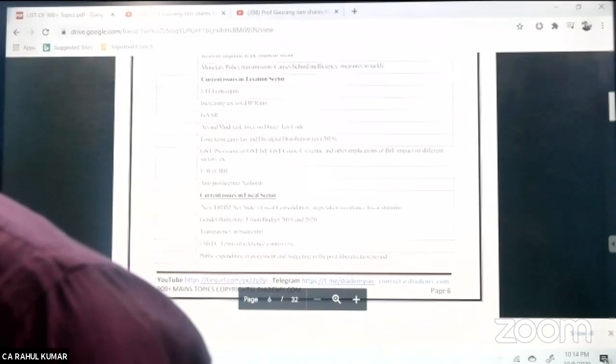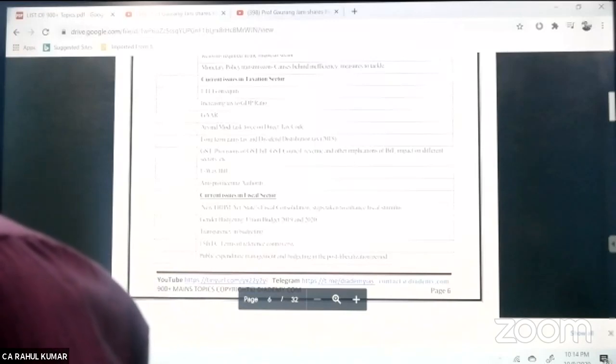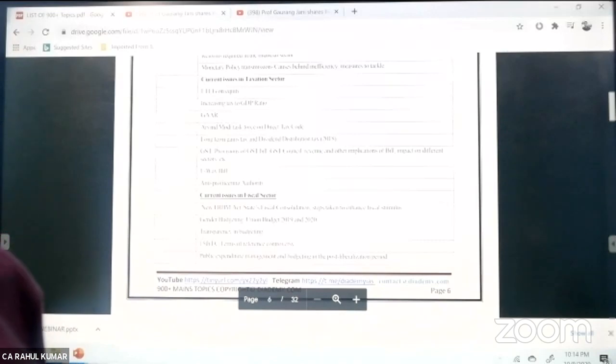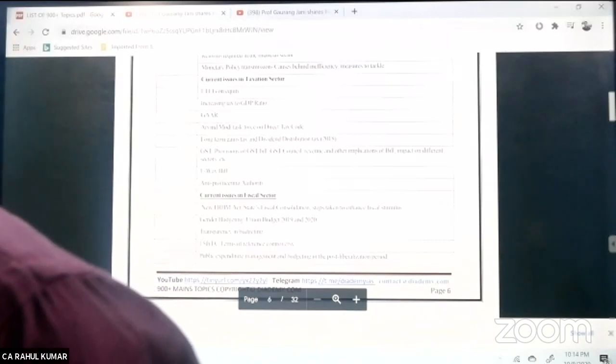Okay. Ashutosh asks, sir, is data necessary for all questions, as in maintenance of such data? No, not for every question, but as much as possible.